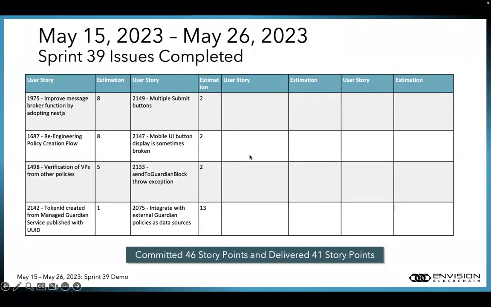Just a quick overview of what we have covered in Sprint 39. In Sprint 39, we committed to 46 story points and we delivered 41 story points. In these story points, we covered 1975, where we have integrated Nest.js; 1687, re-engineering policy creation flow, where we have implemented a policy wizard; token ID created from managed Guardian service published with UUID; and 2075, integrate with external Guardian policies as data sources. And we have also fixed some bugs, which are 2133, 2147 and 2149.